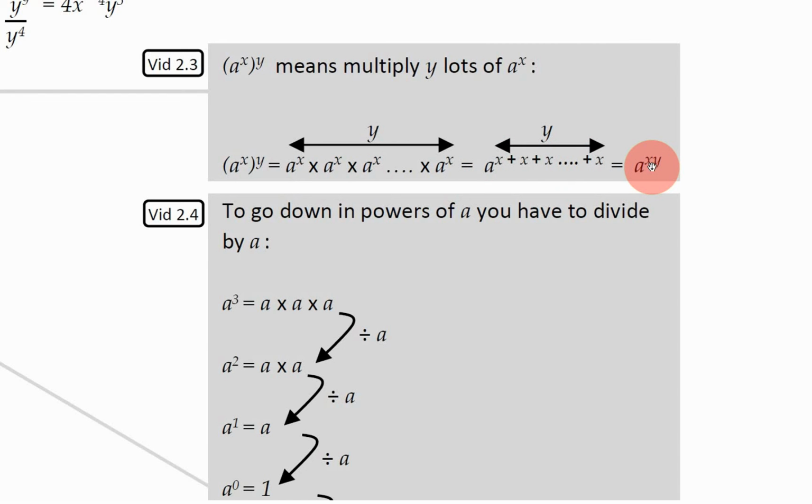So in short, I've gone from here to there. I've shown you that this is the same as that, which is the same as that, which is just the same as that.